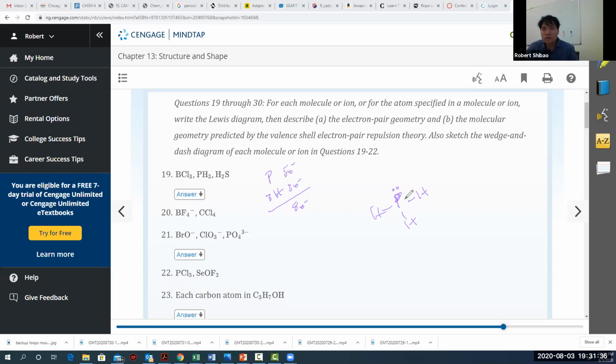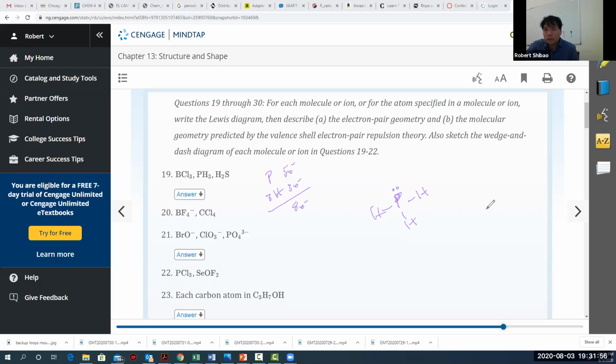All the formal charges are actually 0. Phosphorus contributed 5, it ends up with 5: 1, 2, 3, 4, 5. Hydrogen contributed 1, it ends up at 1, each of these. And so this is a very good structure. The octet rule is satisfied and the formal charge is all 0, so that's good.